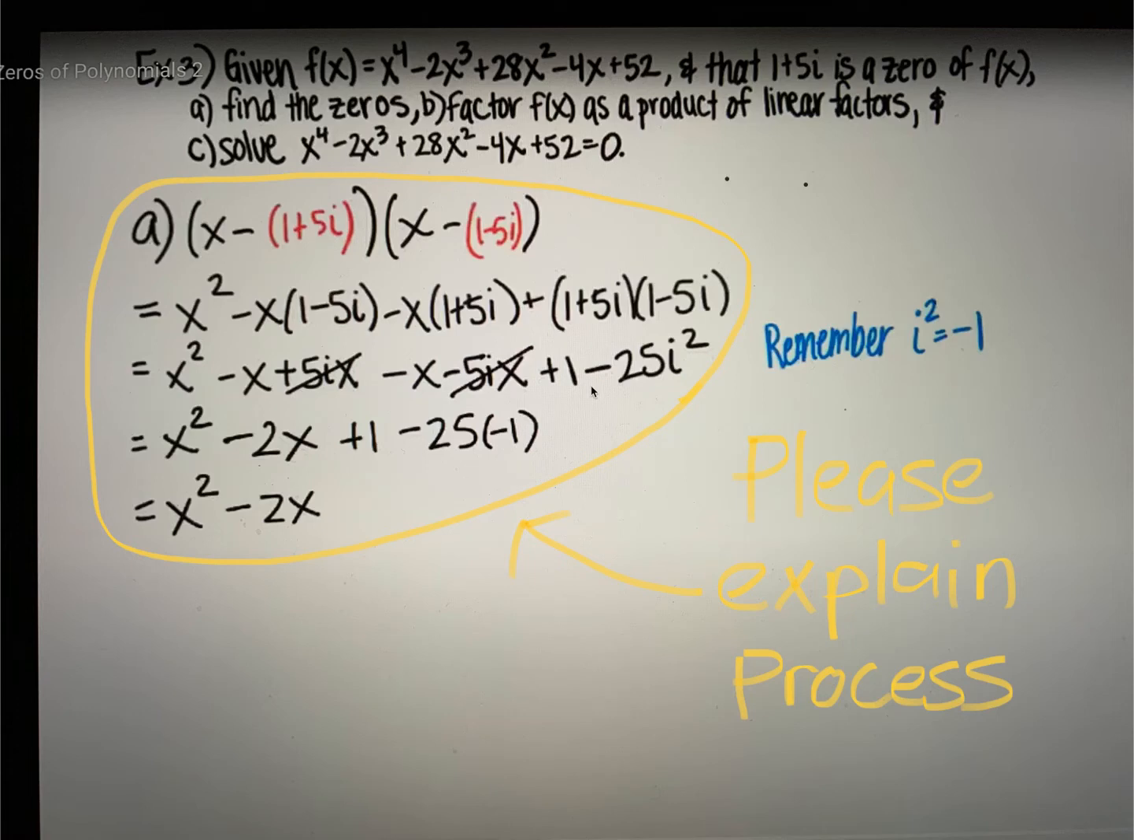All right, so if we want to explain this process just a little bit, really it's just distributing. So we know, again, that 1 plus 5i is a 0. So what we've been doing is saying, okay, well then that means x minus that thing would be the factor. And then it also works for the 1 plus 5i. So again, we write x minus that thing.